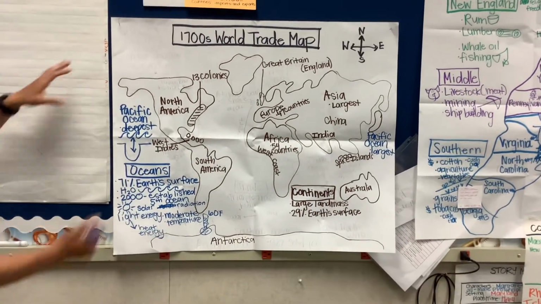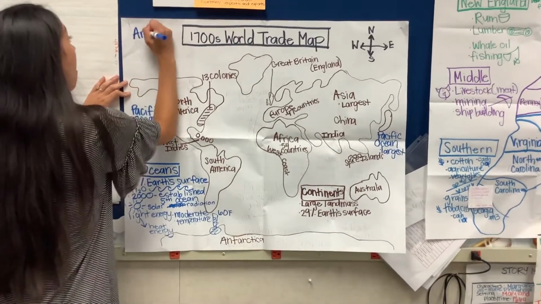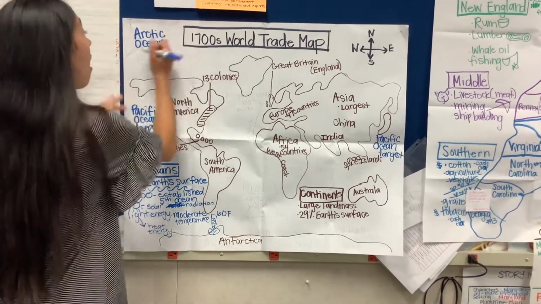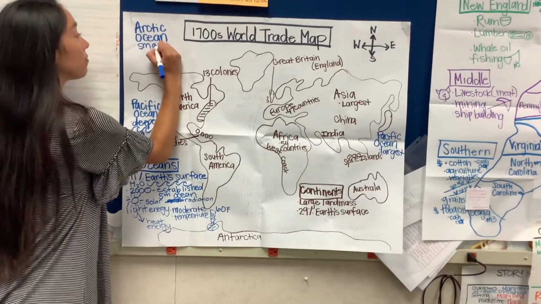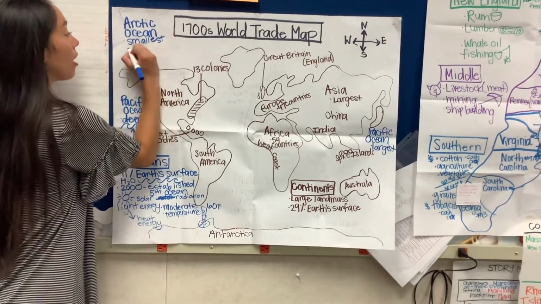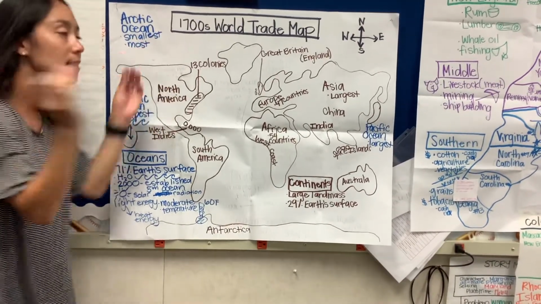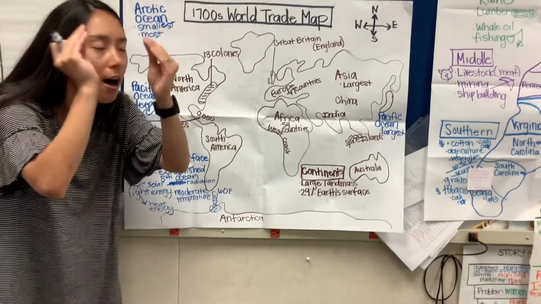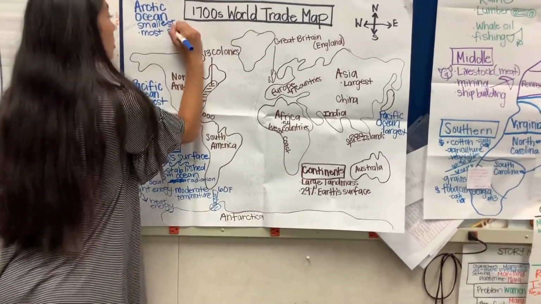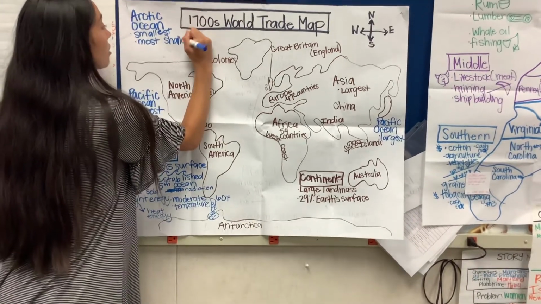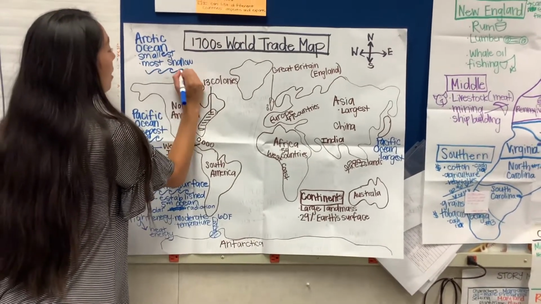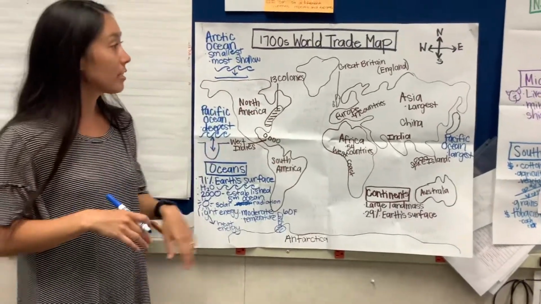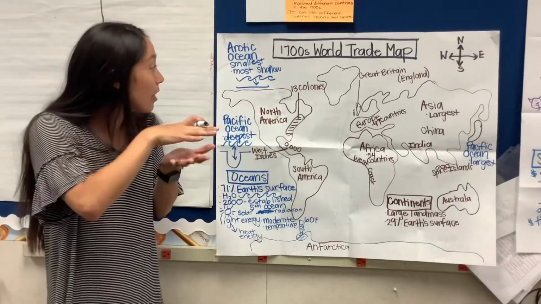Our next ocean is the Arctic Ocean. Say that with me. Arctic Ocean. The Arctic Ocean is the smallest ocean. Do and say that with me. It's the smallest ocean. The Arctic Ocean is also the most shallow ocean. Do and say that with me. Shallow ocean.